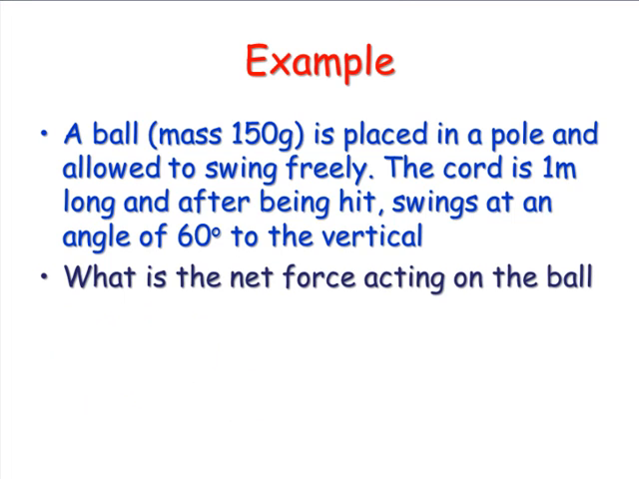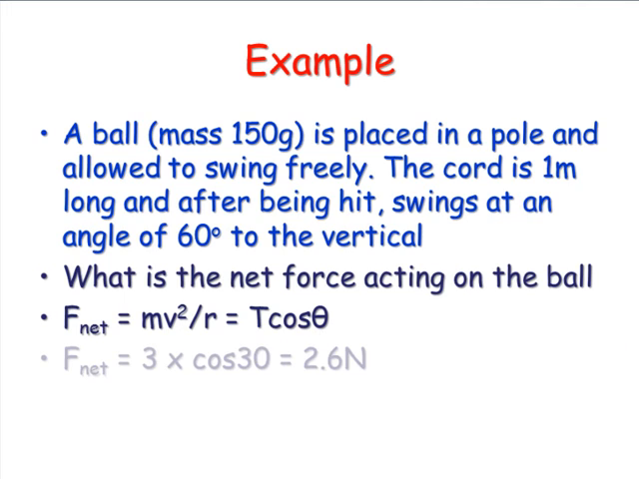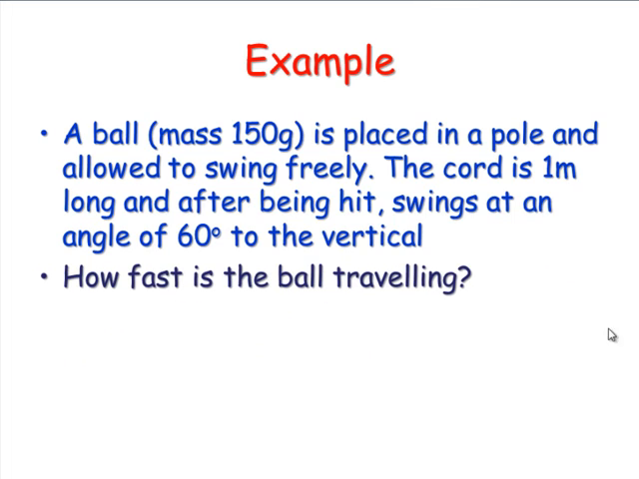So what's the net force acting on the ball then? The net force is the one that's causing acceleration, and so that is your horizontal component, or your centripetal force. So we've got mv squared on r, and that's the same as T cos theta. So we've got 3 times cos 60, which is equal to 2.6 newtons. Note that is a rounded off approximation. I won't use that when I use the value in my next question.